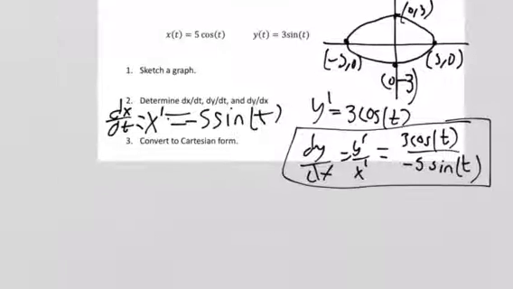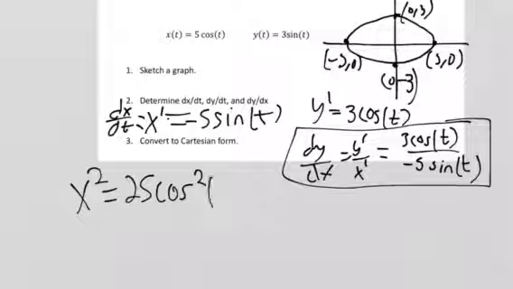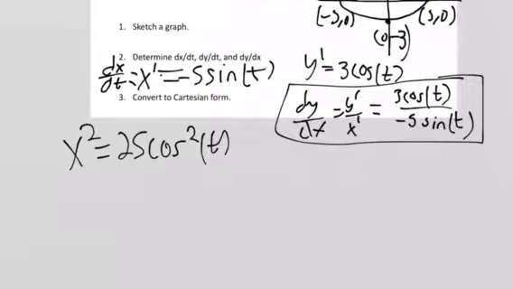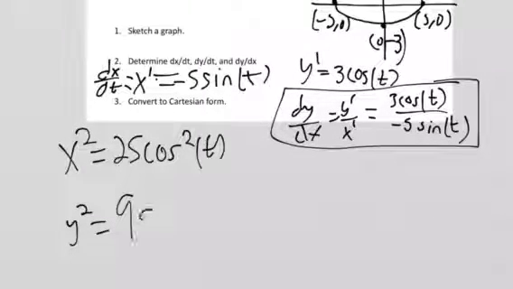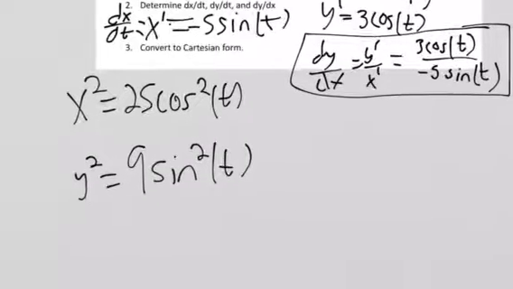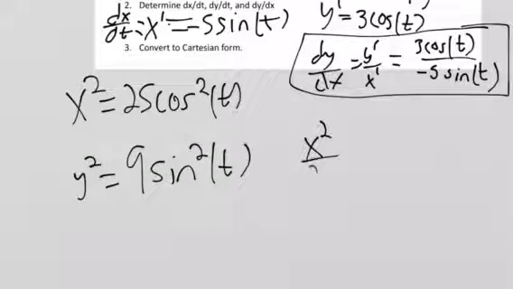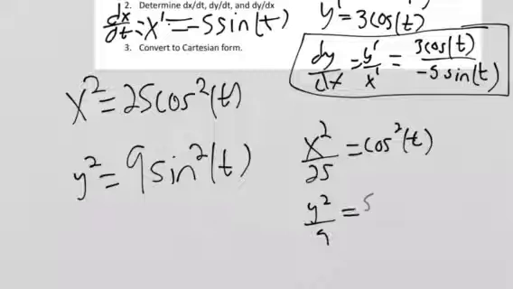So now to convert to Cartesian form, I need to use cosine squared plus sine squared equals 1. My first step is to square both x and y. x squared equals 25 cosine squared, and y squared equals 9 sine squared. Okay, so then I need to divide by my coefficients. So I get x squared over 25 equals cosine squared, and y squared over 9 equals sine squared.